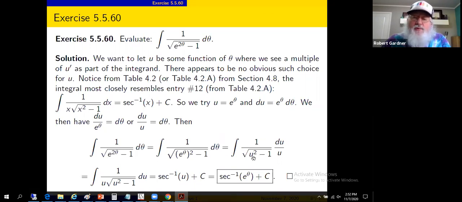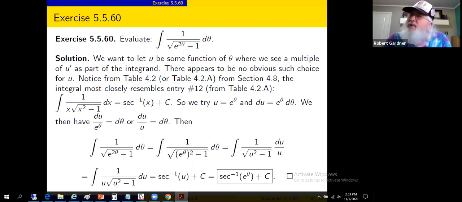We get 1 over square root of u squared minus 1 times du over u. Hey, that's spot on. If we take the u, let's put it in the front of the radical. So we get an integral of 1 over u times the square root of u squared minus 1 du. Yeah, that's exactly this with u's instead of x's. And we know this gives us a secant inverse. So this gives us a secant inverse of u plus a constant. U was e to the theta. Substitute that in, and there you go. So there's the indefinite integral.